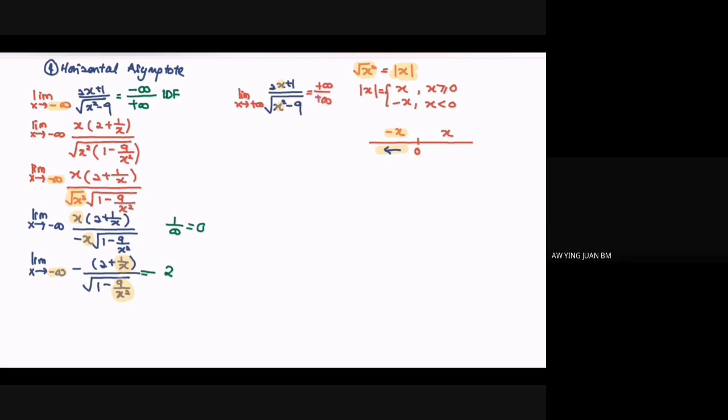So this one is considered an indeterminate form. So what is the strategy to solve this kind of problem? Divide the numerator and the denominator by the highest power of x in the denominator. So now, the limit as x approaches positive infinity: we will have x(2 + 1/x) over the square root of x squared, times the square root of 1 - 9/x squared.